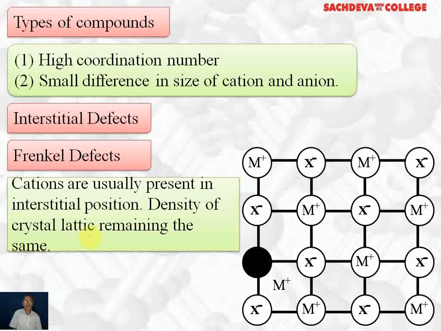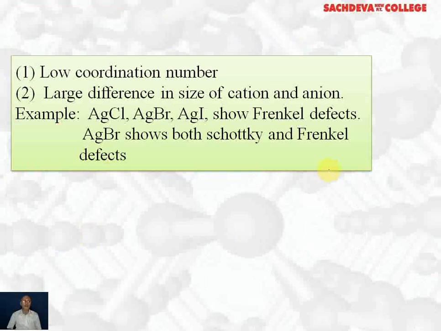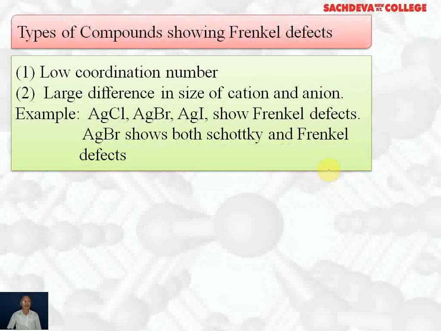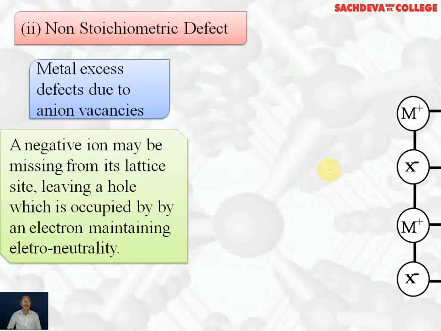Now, which type of compounds show Frenkel defects? Number one, they should have low coordination number. Secondly, there should be a large difference in the size of cation and anion. And if size of cation is small, it can fit into voids. Examples AgCl, AgBr, AgI show Frenkel defects. AgBr is a compound which shows both Frenkel as well as Schottky defects. So these are the types of compounds which show Frenkel defects.